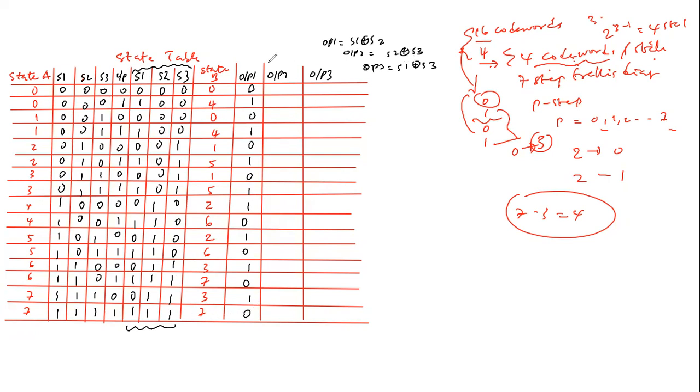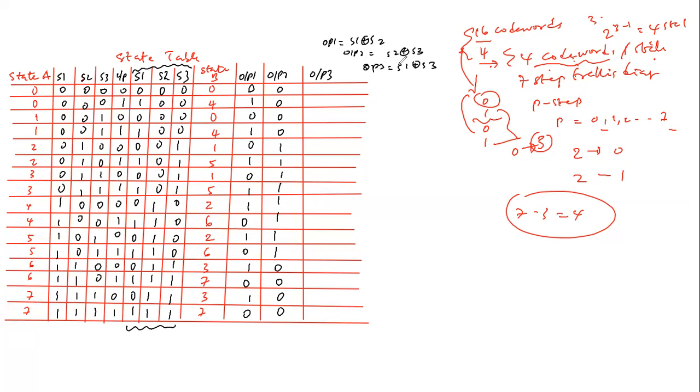So S2 plus S3, modulo 2 addition. So we have 0, 0, 0, 0. Then 1. Okay. That's S2. S3, S2 plus S3 is 0, 0, 0, 0.